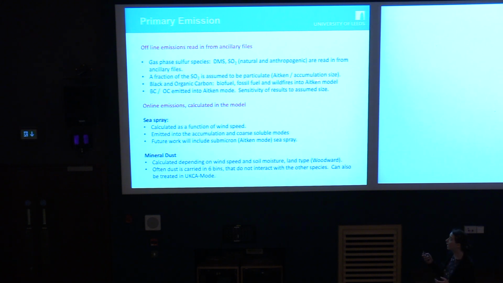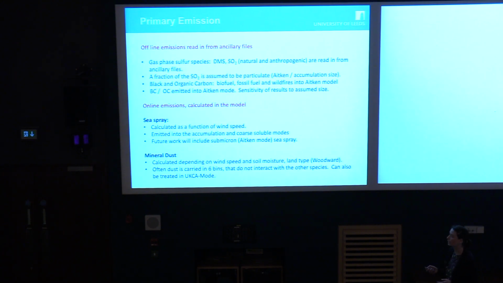And then we have to decide what size of aerosol particle we are going to emit it as. Black and organic carbon are directly emitted as aerosol particles. They can come from biofuel, fossil fuel or wildfires, and they're emitted into the Aitken mode. We do find there's some sensitivity of the results to the size we assume the emission occurs at, but that's a known unknown in the model. We don't know the correct answer, but we have looked at the sensitivity of the results to that.